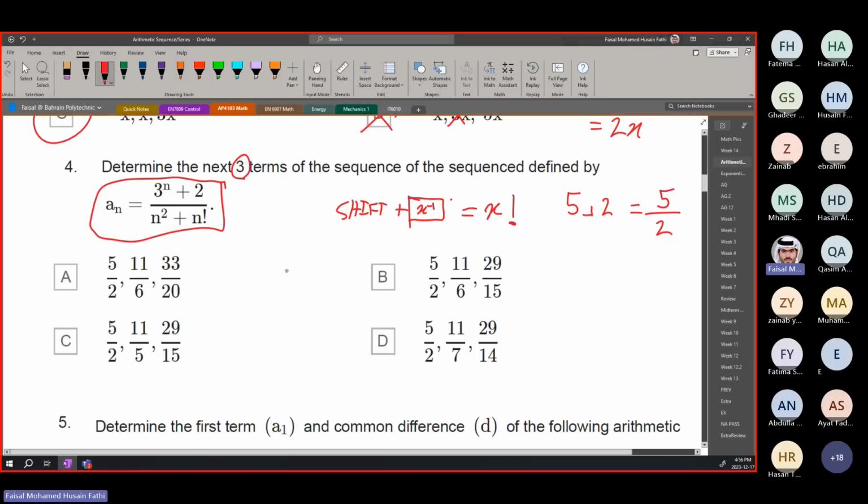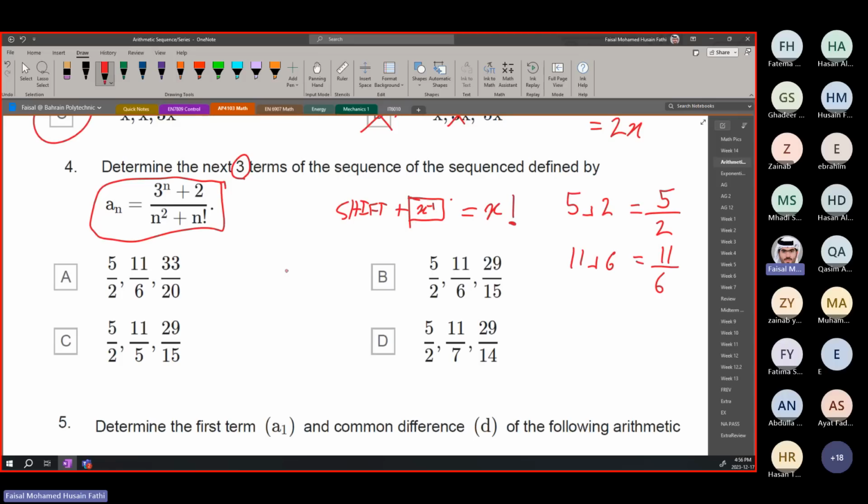You hit the down button on the calculator to go to the next one. You highlight it. It will show 11, 6. This is basically 11 divided by 6. So there's still more answers. This one, 11 by 5. We know it's not C. 11 by 7. We know it's not D. Go to the next one. The next one is 29, 15. This basically means 29 divided by 15.